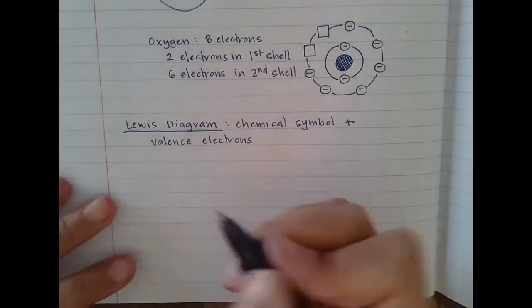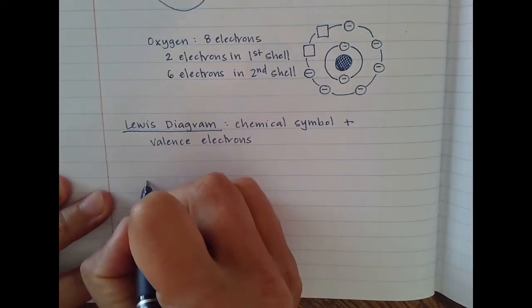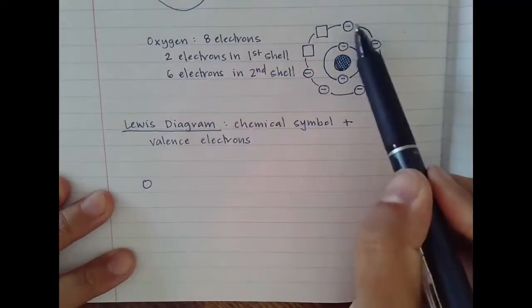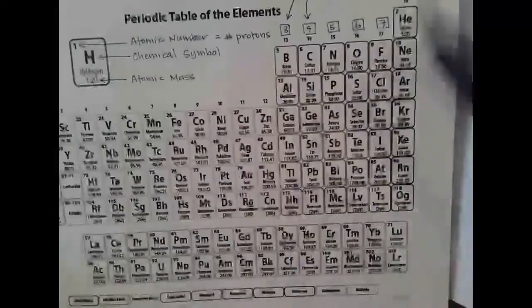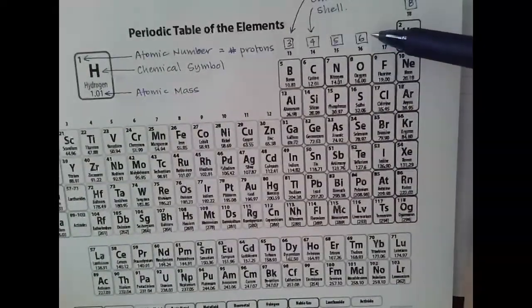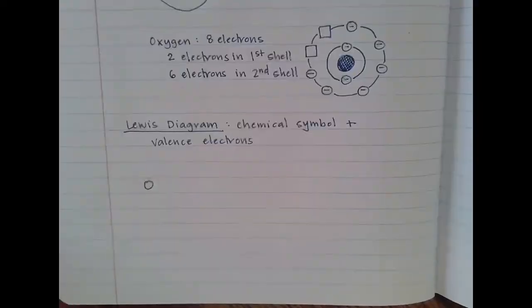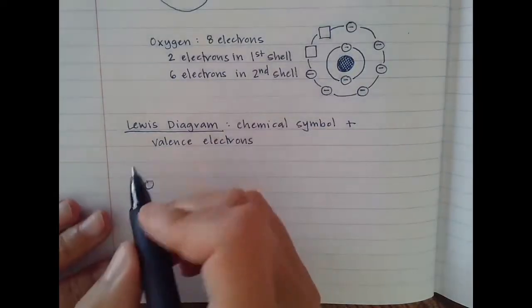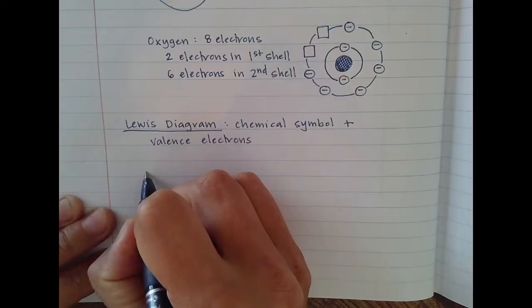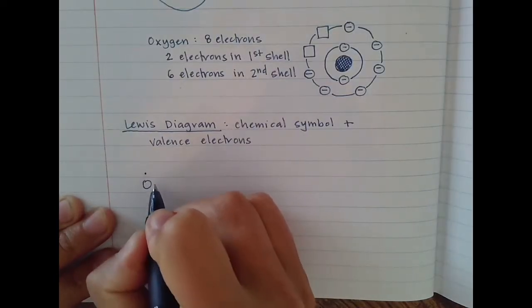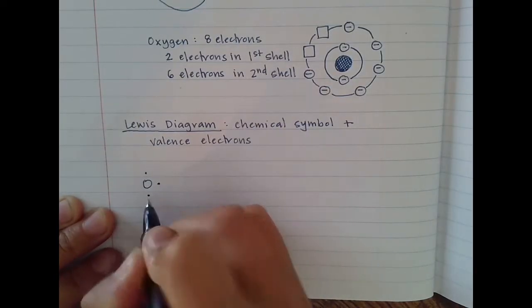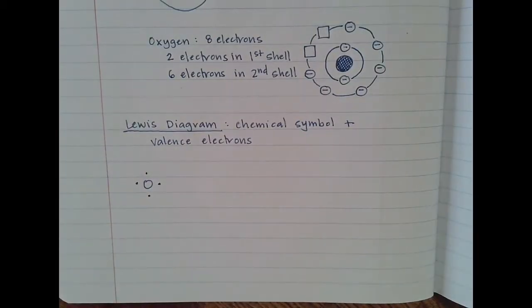I'm going to start with oxygen because we've already talked about it. Oxygen has 6 valence electrons. I know that because 1, I drew it out, and 2, if I look at my periodic table, I can see that there are 6 valence electrons for the column that oxygen is part of. I'm going to start in the 4 cardinal points. So I'm going to add the first 4 electrons in the first 4 cardinal points: north, east, south, and west.